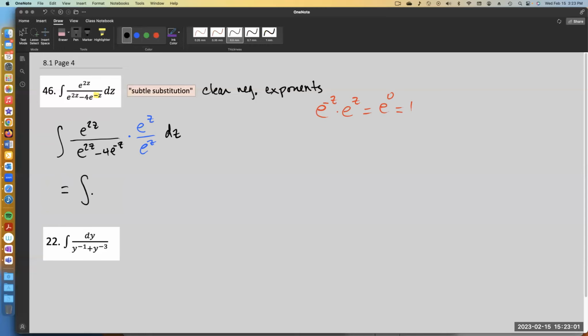In the numerator, we have e to the 2z times e to the z. We add the exponents and get 3z. In the denominator, we have to distribute. This e to the z needs to be shared. It's going to go to that term and it's going to go to that term. It has to be distributed. So it's going to be e to the 2z times e to the z, which is e to the 3z, minus 4.